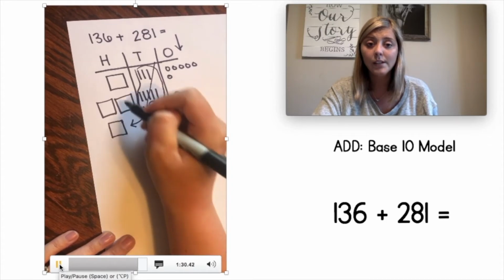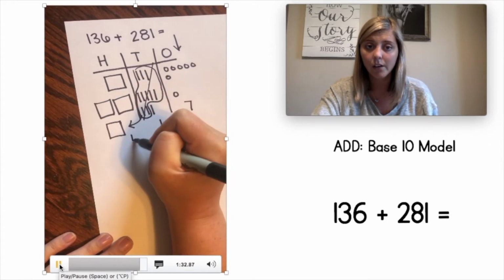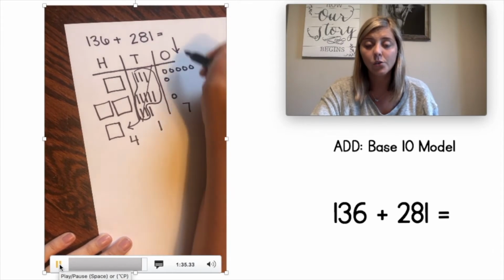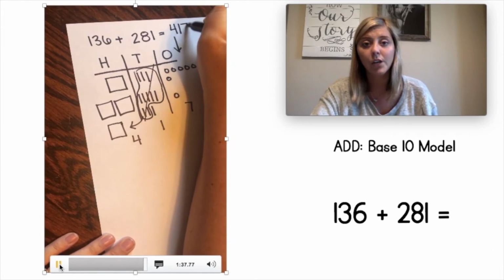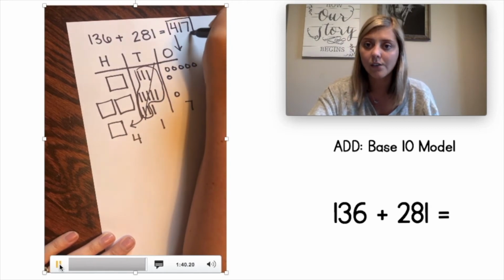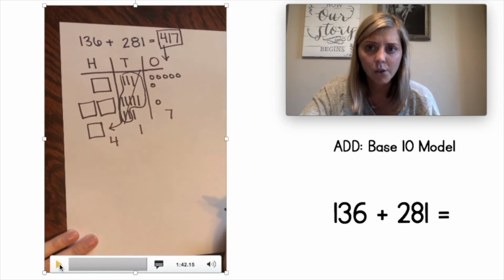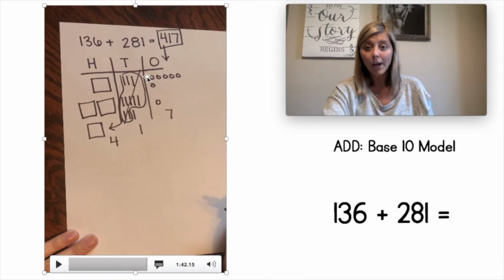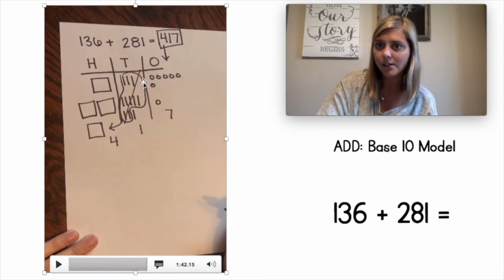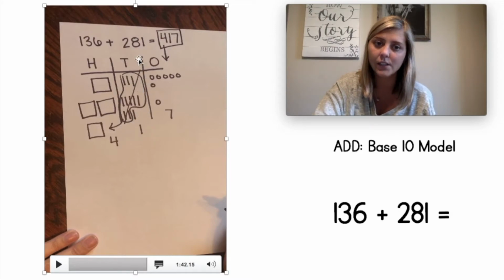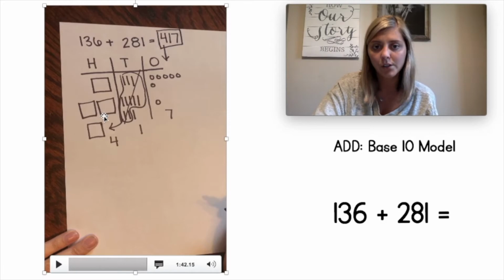So we have 1 ten left, which has the value of 10, and 4 hundreds. So 136 plus 281 equals 417. Let's go through that one more time. I drew my model. I didn't have too many ones, so I got to just leave it there at 7. When I counted, I had 11 ten sticks. I can't fit the number 11 right here, so I had to take 10 of those ten sticks and move them over to the hundreds, leaving me with 1 ten stick that has a value of 10 and 4 hundreds.